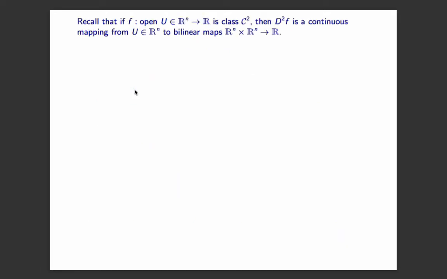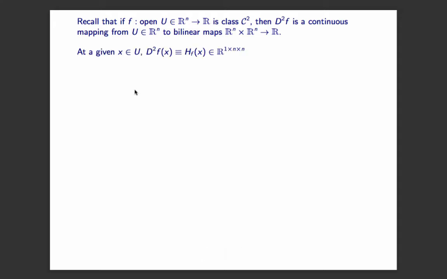Now recall that if f maps an open subset of Rn to R is class C2, that means that the derivative function is continuous. The second derivative function is continuous. It's specifically a continuous mapping from U to bilinear maps of Rn by Rn to R. In other words, once I evaluate the second derivative at some x and u, the outcome is a bilinear map.